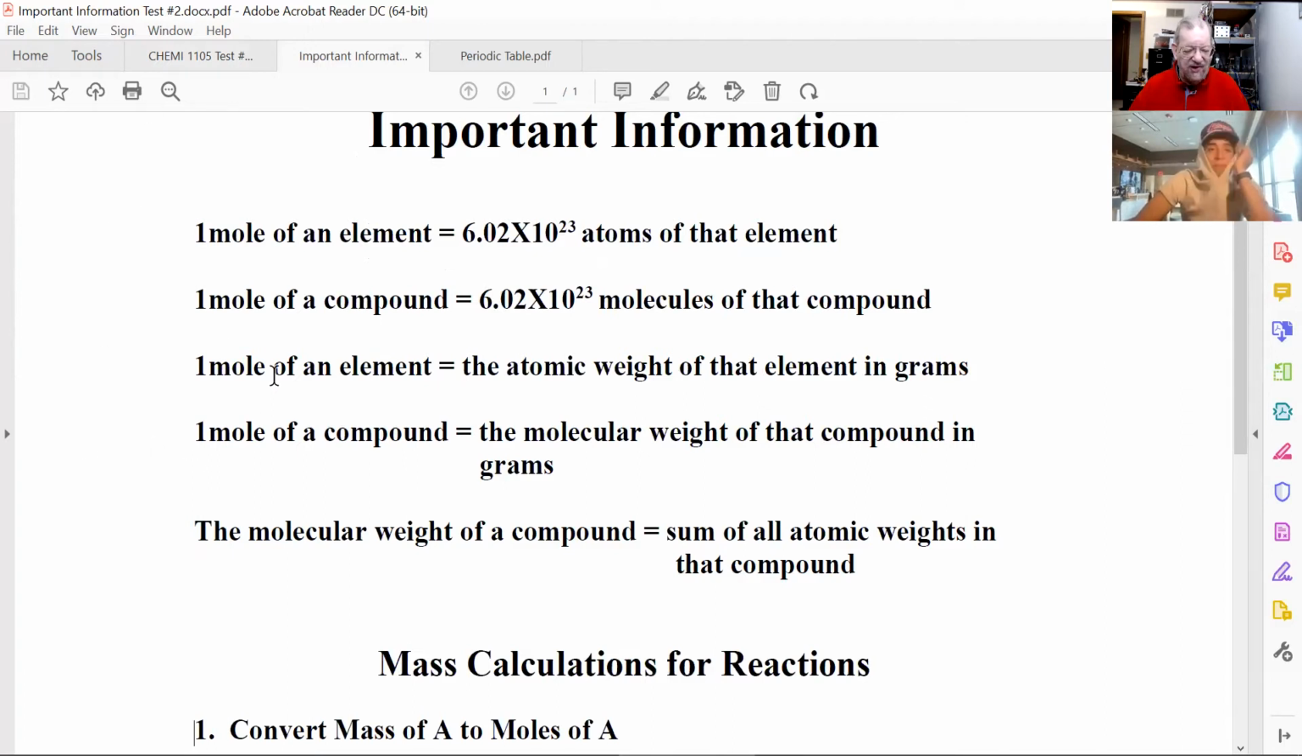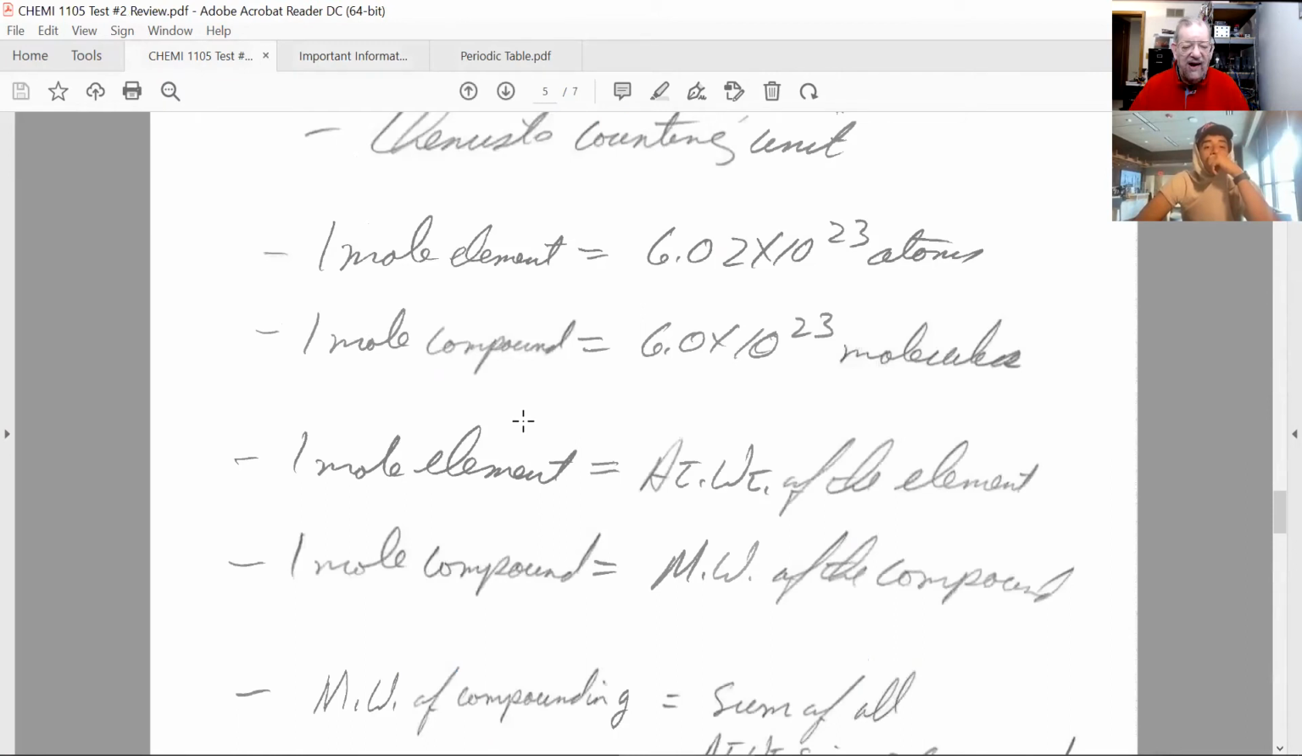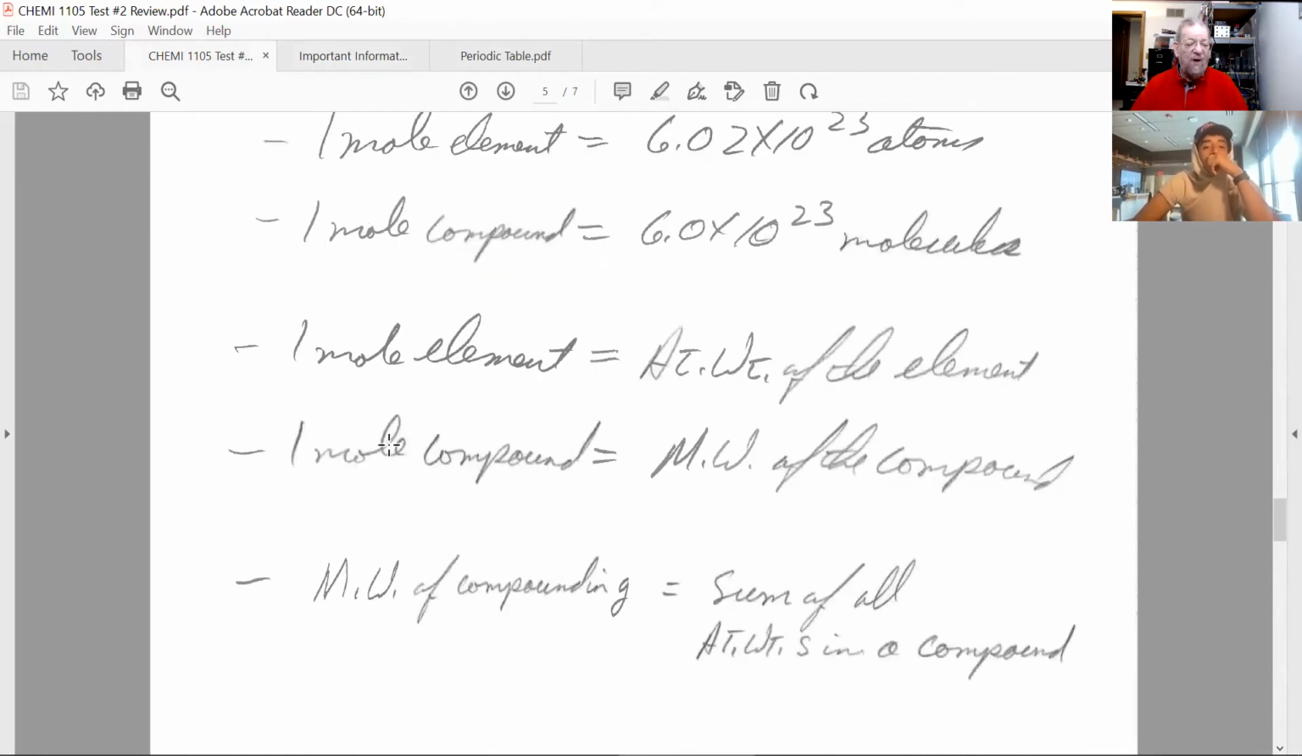These are all things I've talked about. If you notice, 1 mole of a compound is the molecular weight of that compound in grams, and the molecular weight of the compound is the sum of all atomic weights. We've done this, practiced this.